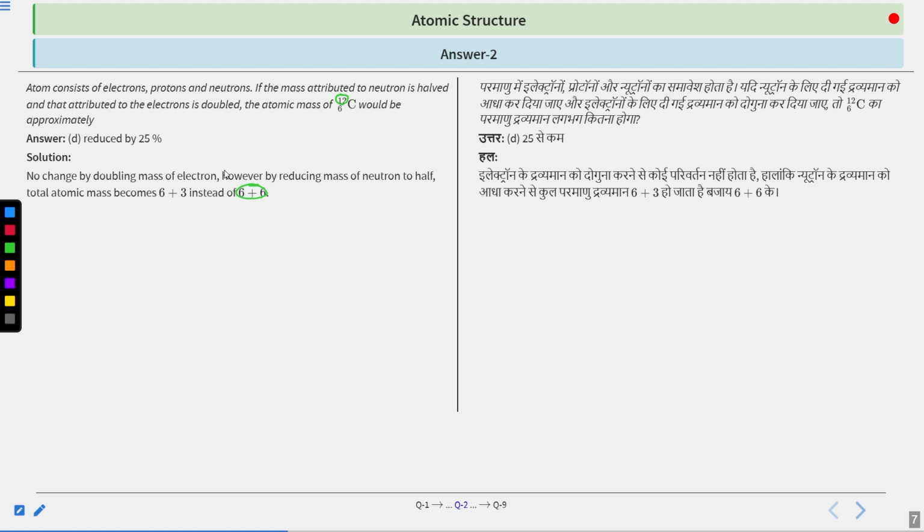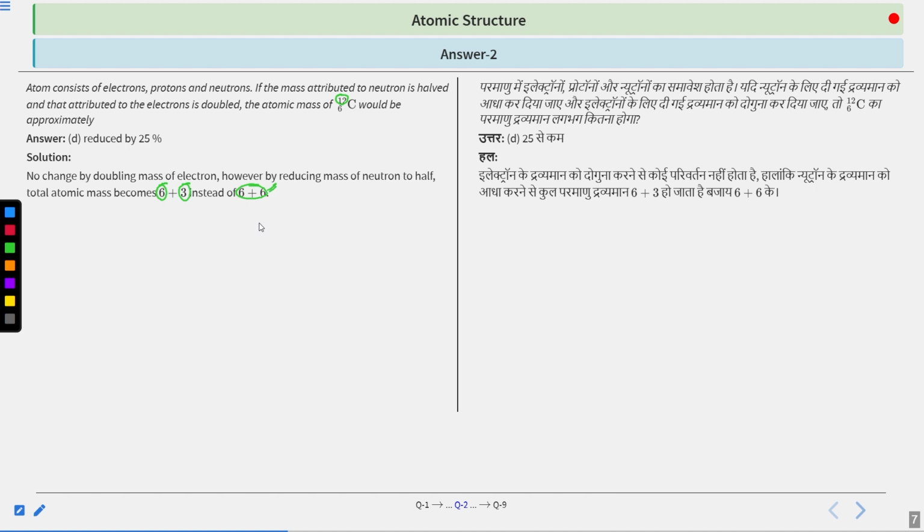So, as a result, we are now only considering what? We are only considering the change attributed to the change in mass of the neutron. Since we have cut the mass of the neutron to half, the mass due to the proton is the same, that is 6, but the mass due to the neutron has now been converted to 3, which is half of this 6, right? So this is the final mass, 6 plus 3, and this is the initial mass, 6 plus 6.